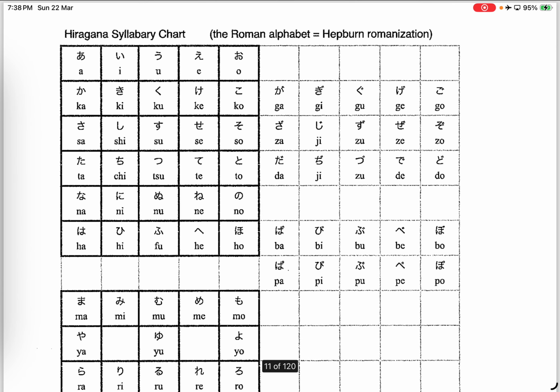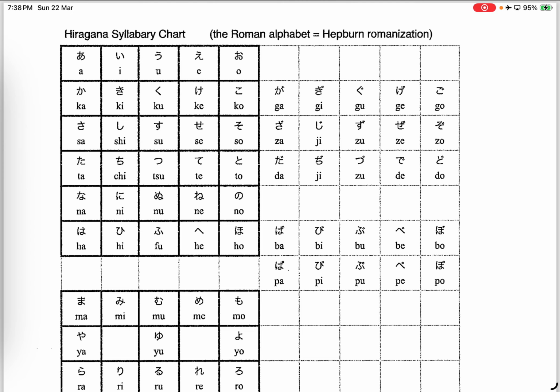So you must be wondering which one you should memorize. I will say both, but this is the E1 class, so I don't need you to emphasize and focus on the katakana. Our priority will just be the hiragana. So at least get hiragana memorized by the end of this E1 class. Let's talk about the hiragana syllabary chart.